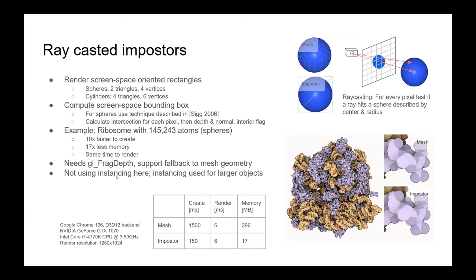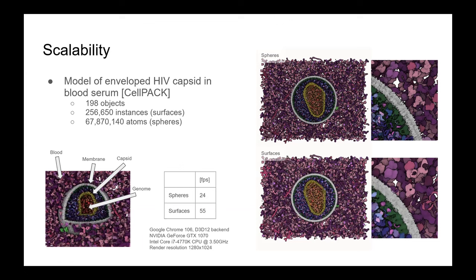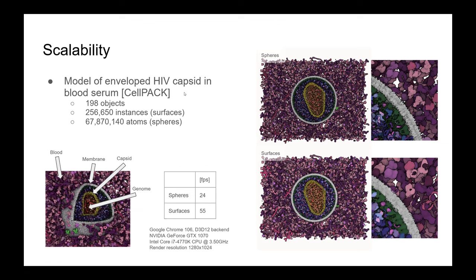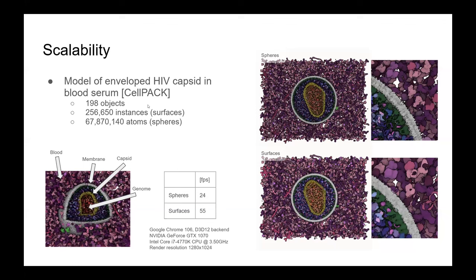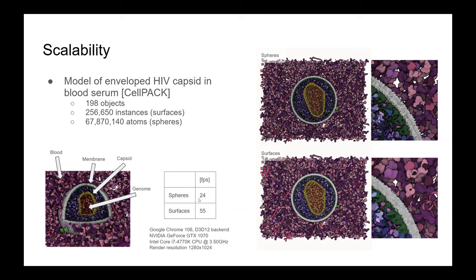And yeah, with the impostors and also the instancing in mind, we can see how far we can push the renderer. So here's a larger model of an enveloped HIV capsid in a piece of blood, done by the wonderful Serpex software. It's just about 200 objects, but it has 250,000 instances. All in all, over 67 million atoms or spheres are rendered. And if you render them actually as spheres, we can get like 24 FPS.